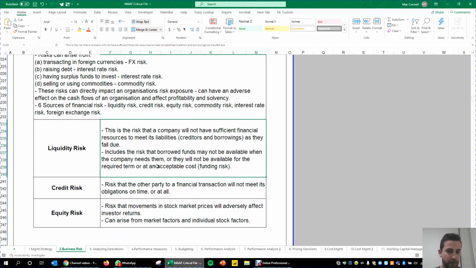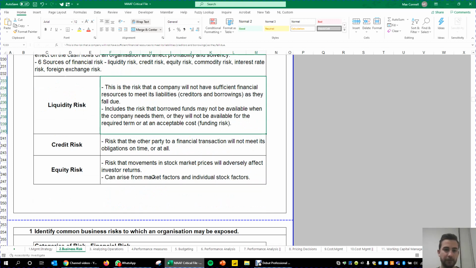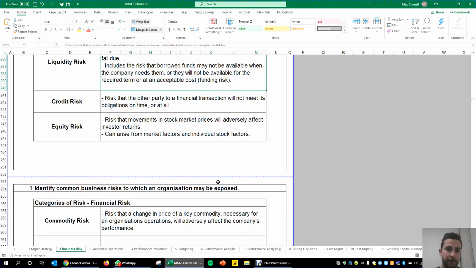There's credit risk, which is the risk that the other party to a financial transaction will not meet its obligations on time. For example, you might be a big property constructor and you've got a whole lot of contracts, but if people don't settle their apartments, you won't be able to pay all the suppliers building the apartment. Equity risk, which is basically the risk that movements in the stock prices will adversely affect investor returns. For example, you might be a hedge fund and the movement in the equity prices is sometimes outside of your control. For example, recently with the COVID crisis, there was a huge crash in the stock market, and that was completely outside of anyone's control.